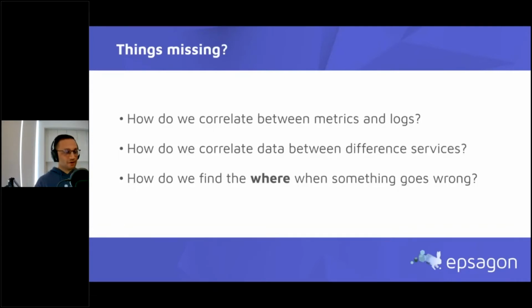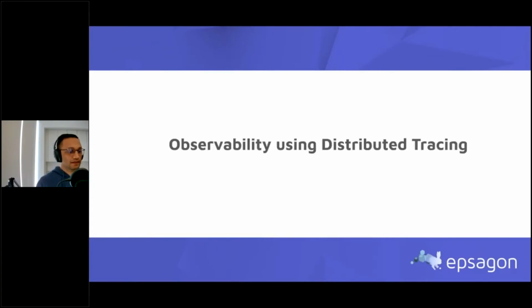So let's take a pause here and see what are the things that are missing. The things that are missing are effectively correlation between metrics and logs, and between different microservices. And also, we need to figure out when and where exactly something is happening. That's where distributed tracing comes into picture.